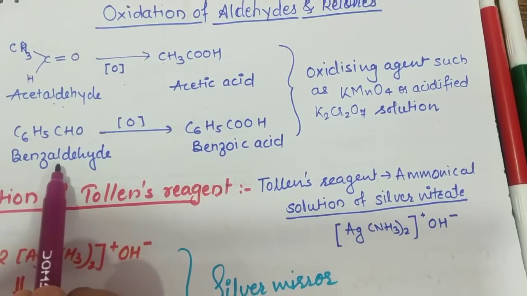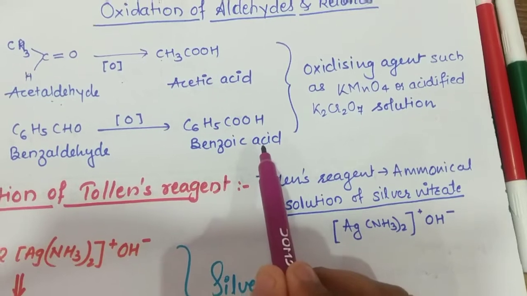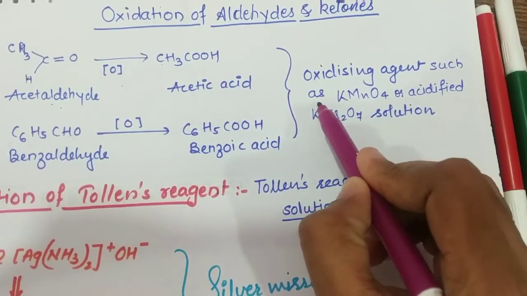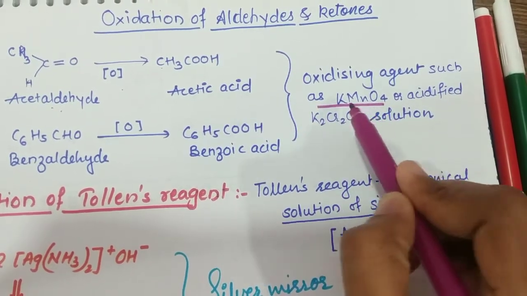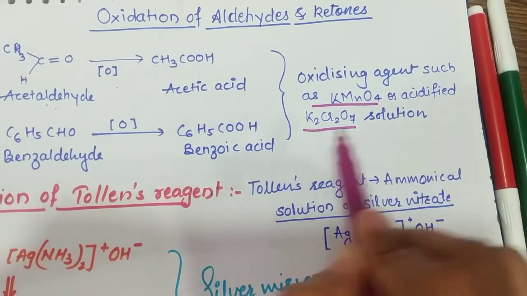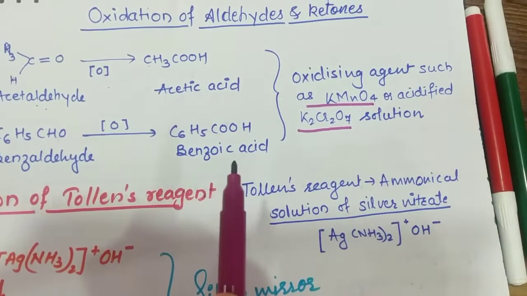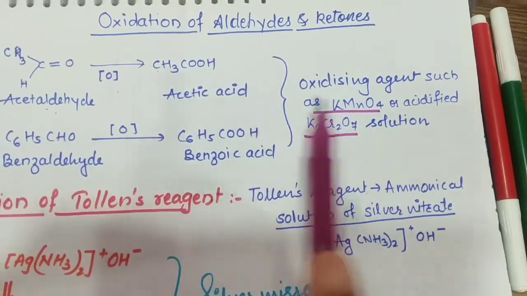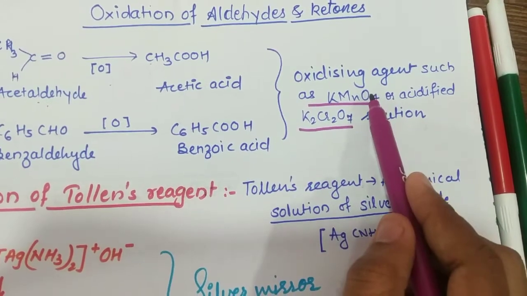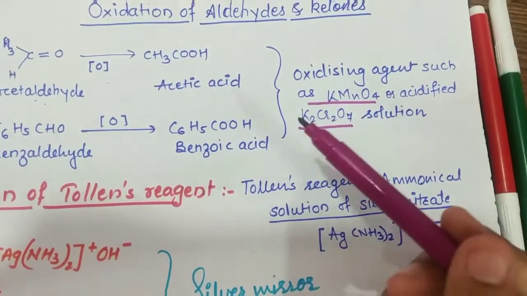Similarly, here I took an example of benzaldehyde. Benzaldehyde also on oxidation gives benzoic acid. In this process, we need only a simple oxidizing agent, either KMnO4 or acidified K2Cr2O7 solution. These two oxidizing agents can convert alcohol directly to carboxylic acid, and aldehydes can also be converted into carboxylic acids with the help of these oxidizing agents. Ketones we will study afterward.